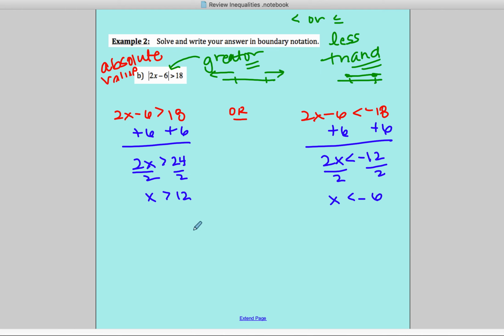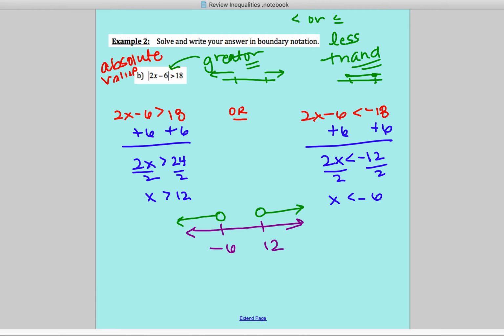So if I were to graph it, hardest part, you guys, sometimes is putting the numbers on the number line. Always put the smaller number to the left of the bigger. It's a silly mistake, but it happens. We got negative 6 and 12. And then we are not equal to, but x is less than negative 6, so going to the left. Or x is greater than 12, so open circle at 12 and going to the right. So there's our or example.